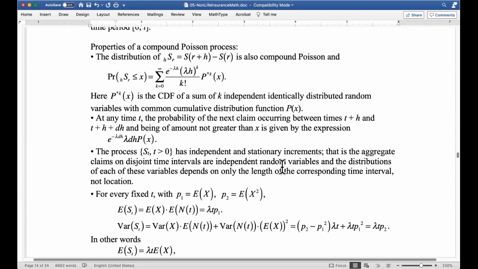For a compound Poisson process, the distribution of the difference of its value at times r plus h and r, which is written S of r plus h minus S of r, is also compound Poisson, and the probability that this random variable is less than or equal to x is of this form, where P star k of x is the cumulative distribution function of the sum of k independent identically distributed random variables with common cumulative distribution function P of x, where P refers to the probability distribution of these individual claims. And at any time t, the probability of the next claim occurring between times t plus h and t plus h plus dh, and being of amount not greater than x, is given by the expression e to the minus lambda h times lambda dh times P of x.